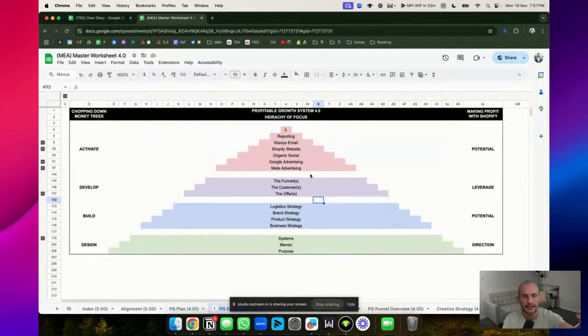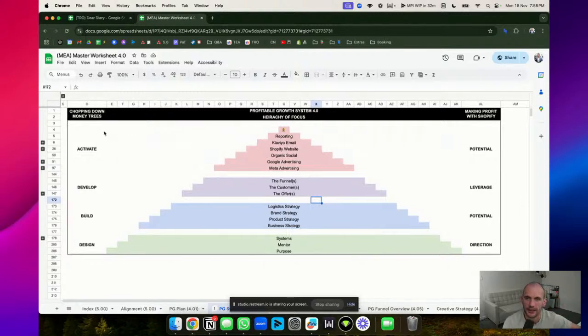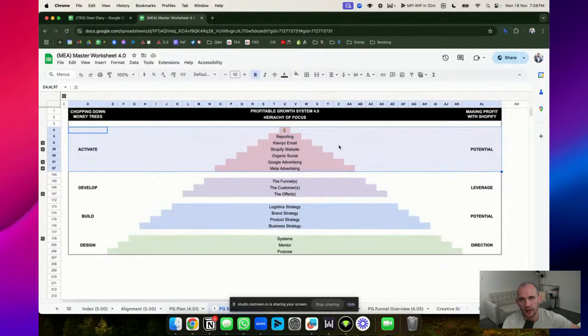I had a brand recently, a supplement business, and they've been turning over 100 grand a month for a while, up to 140 grand a month. They're going, why aren't I scaling harder? We feel like we should be further along here. And when we ordered them against the hierarchy of focus, their reporting was actually too good.